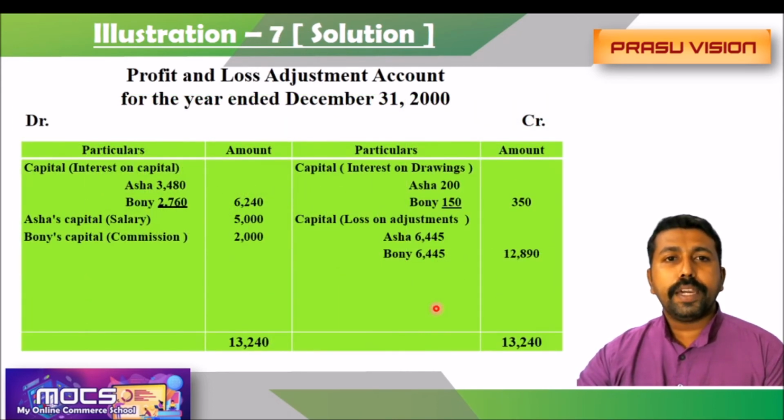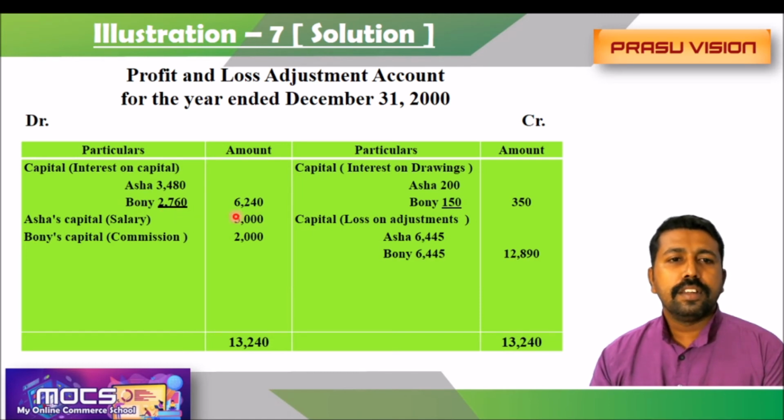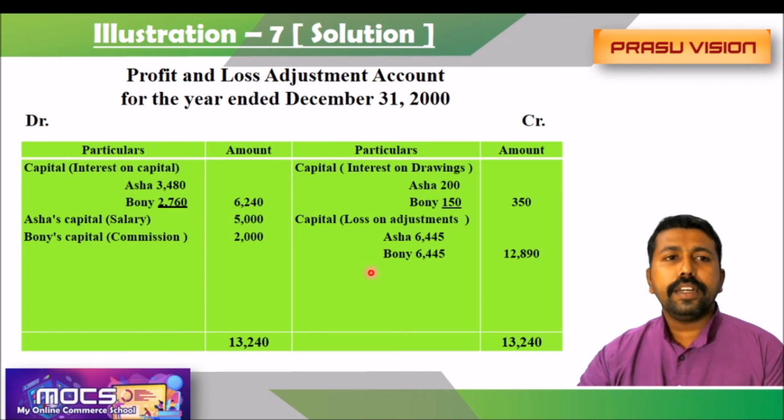Next, we have to prepare the profit and loss adjustment account from the entries. So, the interest on capital for each partner is written here, 6,240. Then we have recorded Asha's capital entry 5,000, Boni's capital 2,000. Also, interest on drawings is recorded here, 350, and the difference comes on the credit side. So the amount of loss is divided between the partners equally. This is the way to prepare the profit and loss adjustment account.